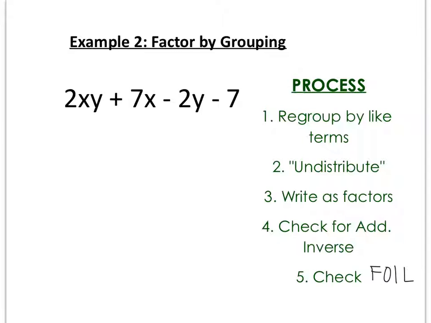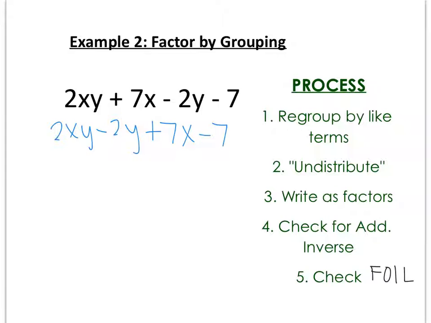Okay, so first step here is to rewrite terms, regroup by like terms. So I see a 2xy plus 7x minus 2y minus 7, and I would rather put the 2's by each other and the 7's by each other. So I'm just going to rewrite these as 2xy minus 2y plus 7x minus 7. So I've regrouped by like terms.